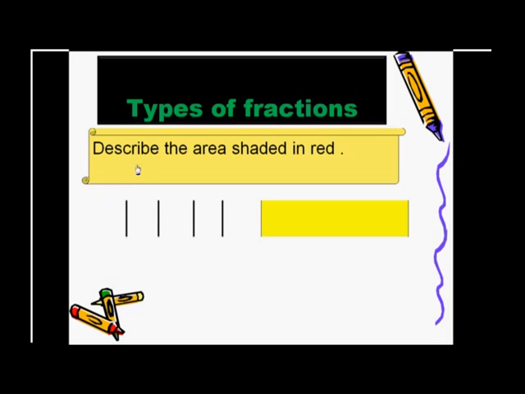Now, you want to describe the area shaded in red. Now note 1, 2, 3, 4, 5. What's the name of this part? Good, 1/5. This part, 1/5. So each of them is 1/5, and this is one whole. Now, if we were to take this whole and place it along this, you'd notice that it is what? Equal. Okay?